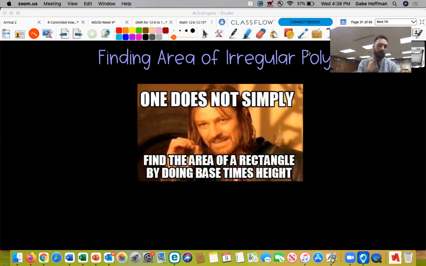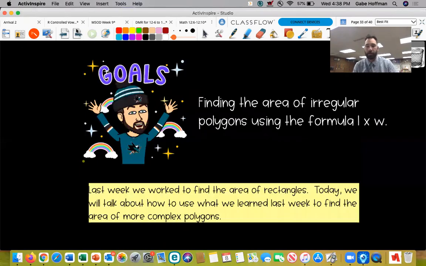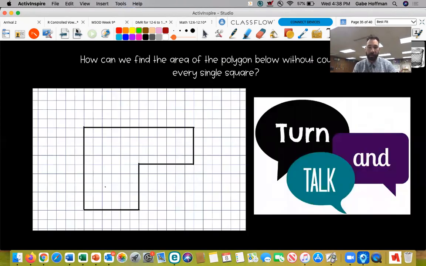So if you need it on both days, you're welcome to go back and watch it again. Okay. And today we're looking at finding the area of irregular polygons, which is area of shapes that are not rectangles, right? But we're going to use what we learned in finding the area of rectangles to find the area of irregular polygons. We're going to get into it and I'm going to show you what I'm talking about. So like I said, our goal is to find the area of irregular polygons using that same formula, length times width.